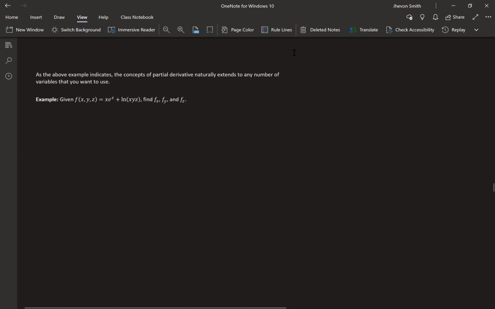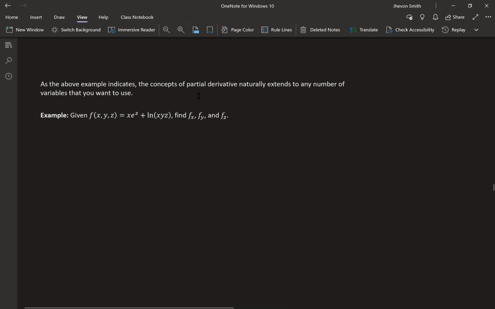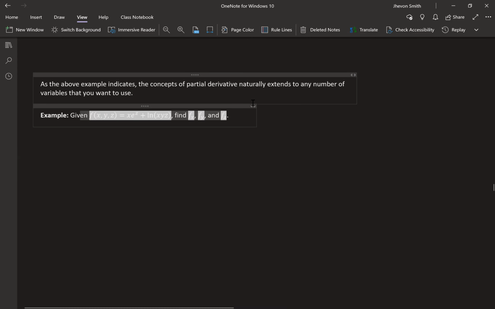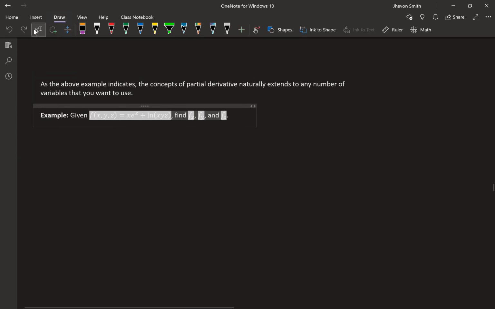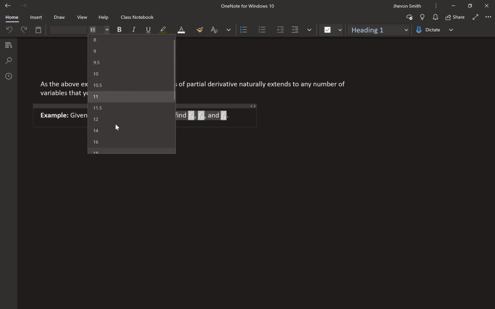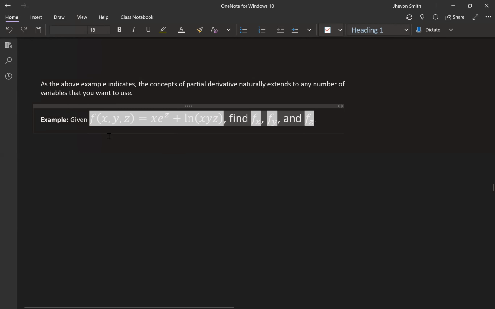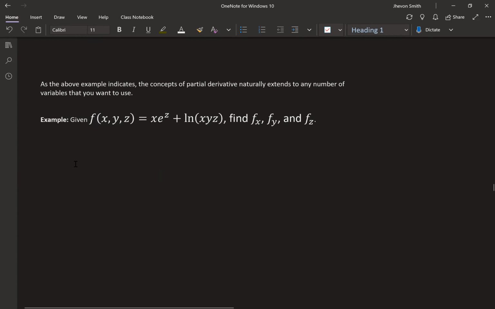So here's a function I would like you to find. Let me make it a little bigger so that you can see. I would like you to find the partial derivative with respect to x, with respect to y, and with respect to z. And it's more of the same, nothing really new to see here. It's almost a refresher for what we did up to yesterday. So let's see who can remember.